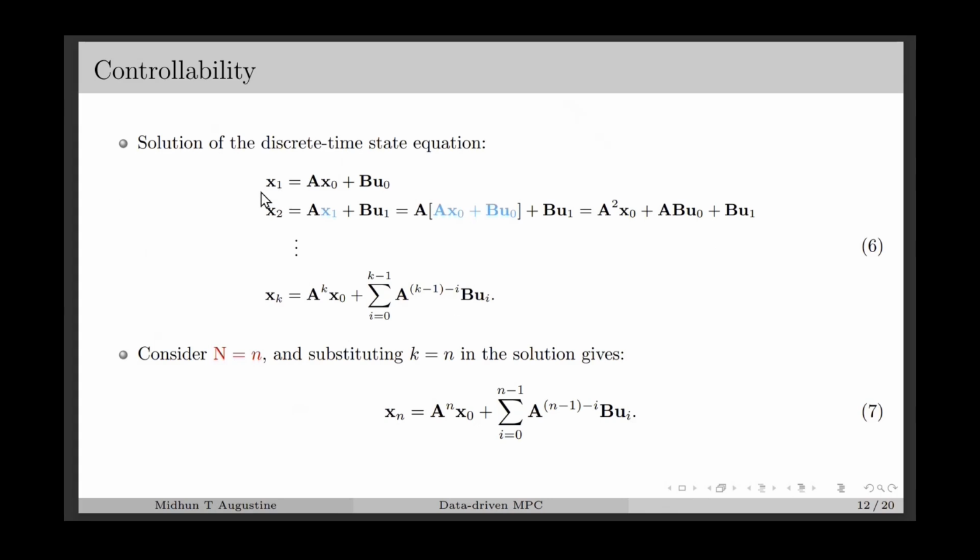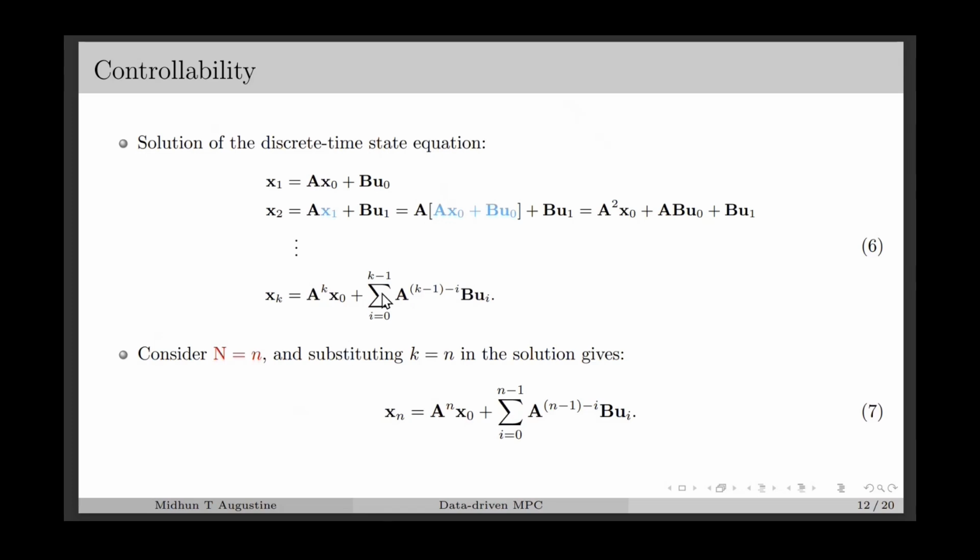Now from the state equation, we can have x1 equal to Ax0 plus Bu0, and x2 equal to Ax1 plus Bu1. And here, if we substitute for x1, we can expand it like A squared x0 plus ABu0 plus Bu1. And similarly, we can obtain xk as given here.